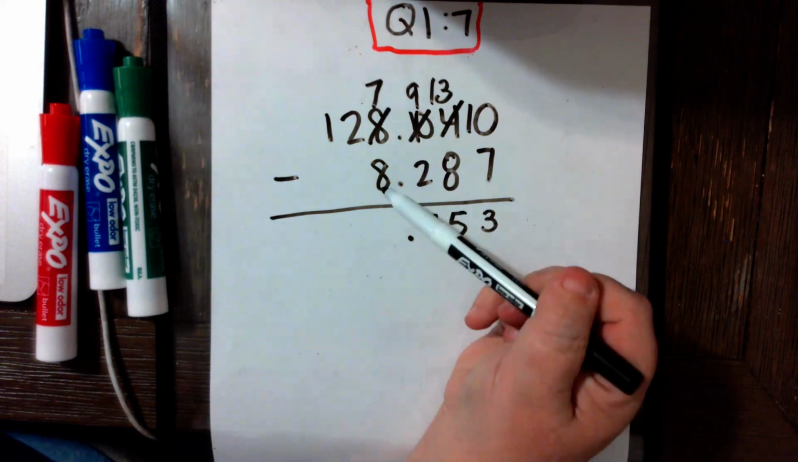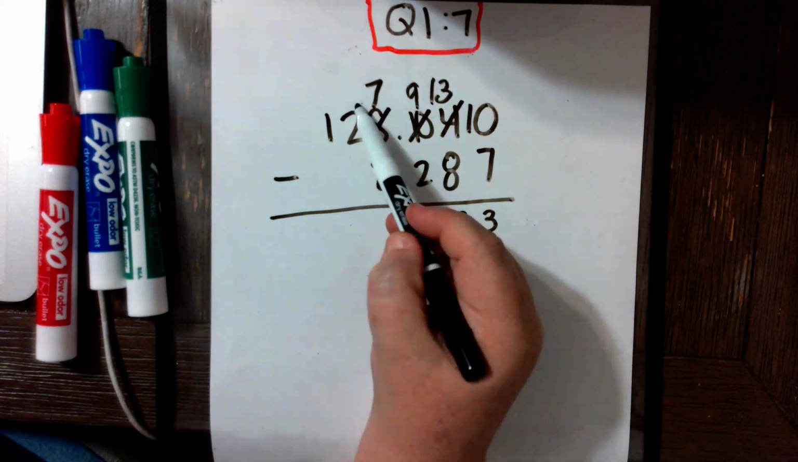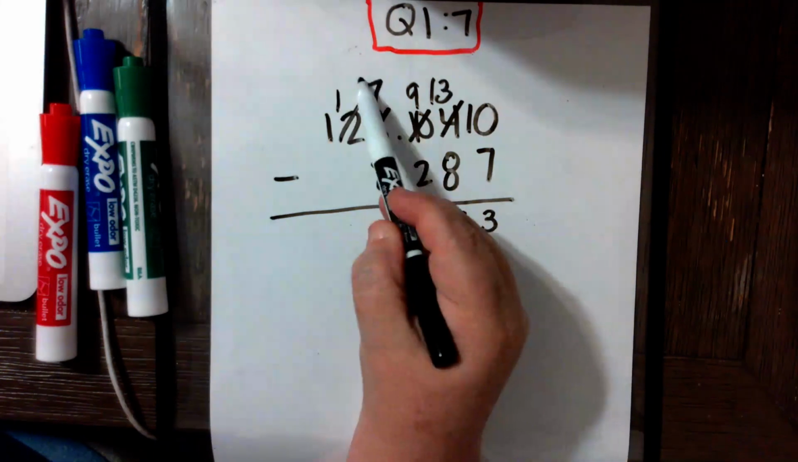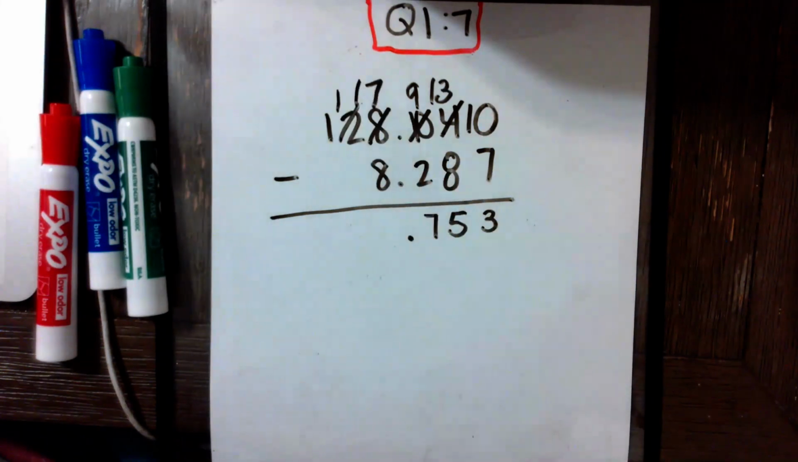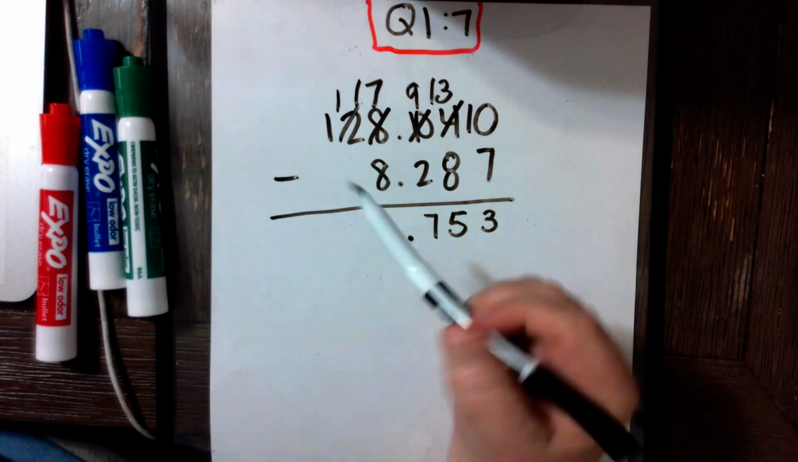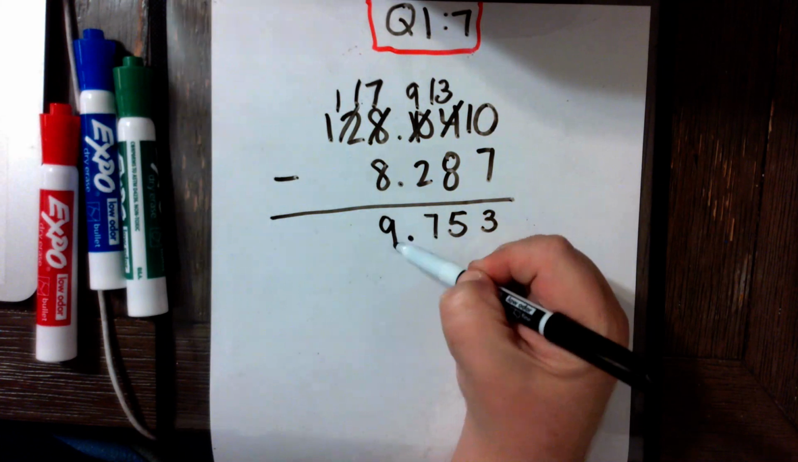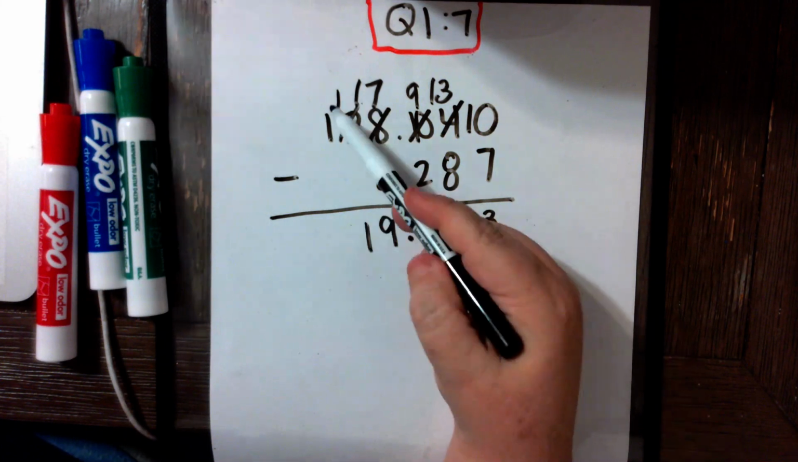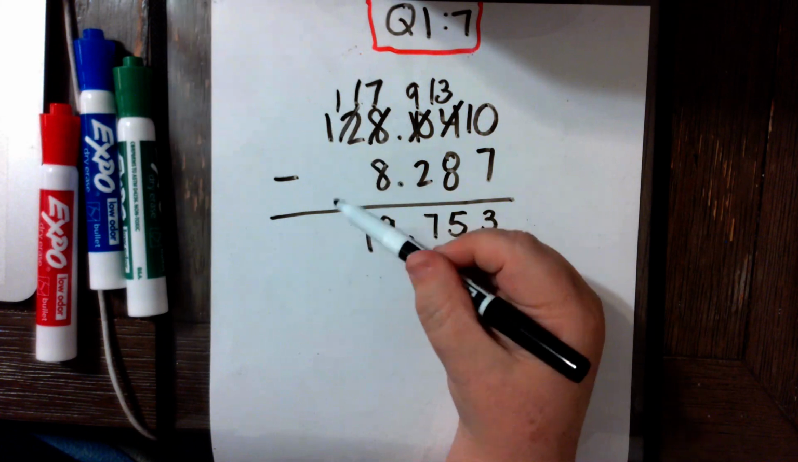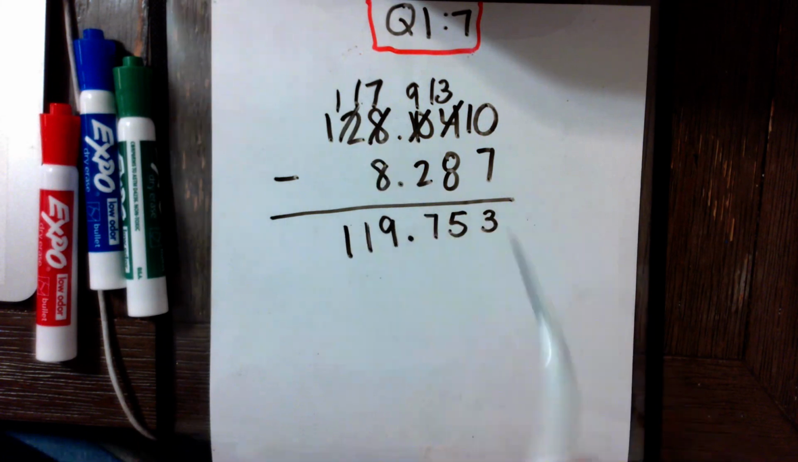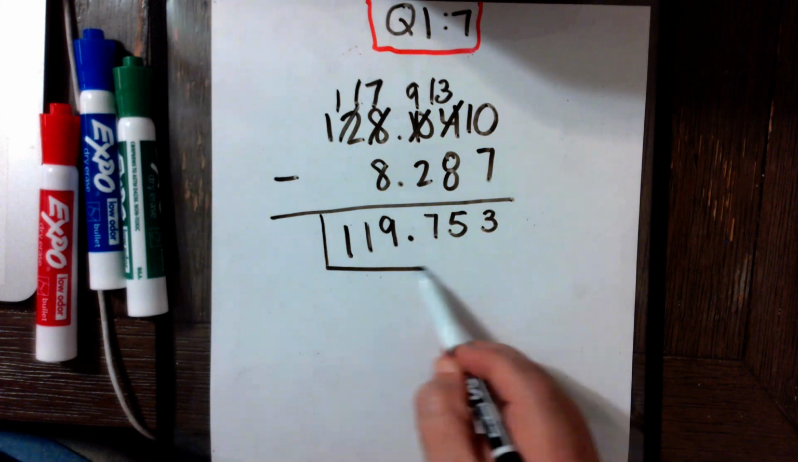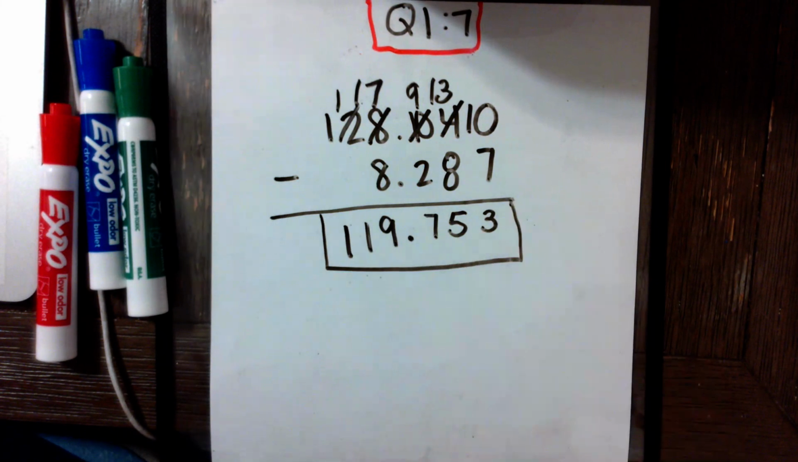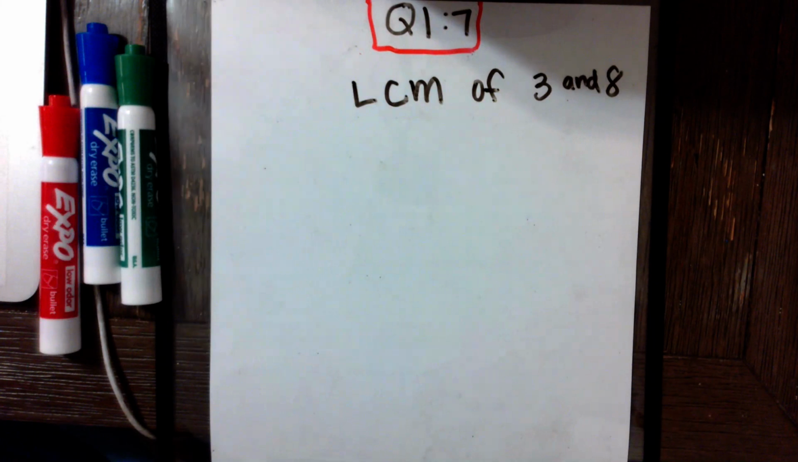7, I can't take 8 out of there, so I've got to go next door. Leave that guy with 1 and leave this one with 17. So 17 minus 8. Well, that's going to end up as 9. Okay. 1 minus nothing is 1. And 1 minus nothing is 1. So our final answer is going to be 119.753.